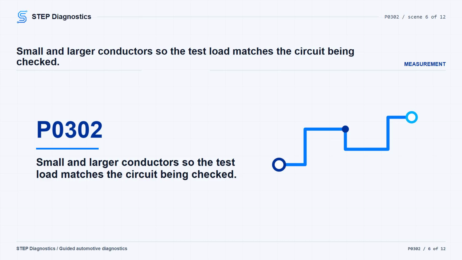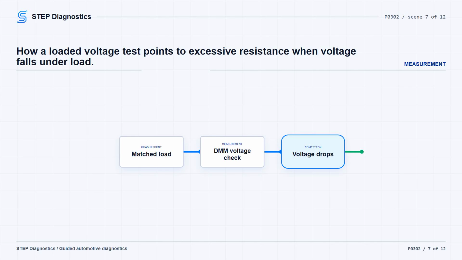For a power-providing circuit carrying approximately 200 to 1000 milliamps, load it with a 250 to 350 milliamp test light and measure circuit voltage with a DMM while the light is connected. If voltage drops during that loaded test, suspect excessive circuit resistance. For circuits carrying more than 1 ampere, load the circuit with a similar current device like a brake light bulb.